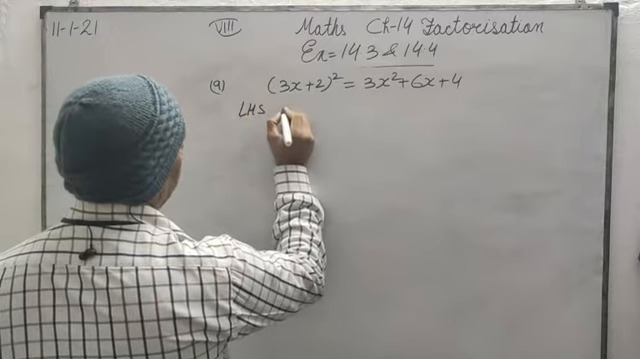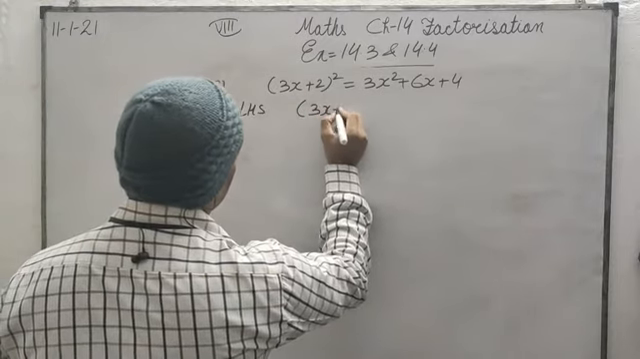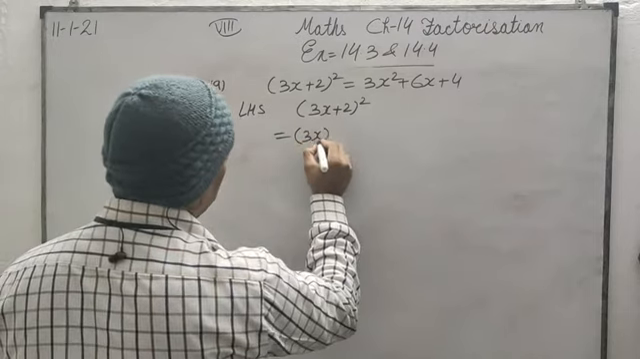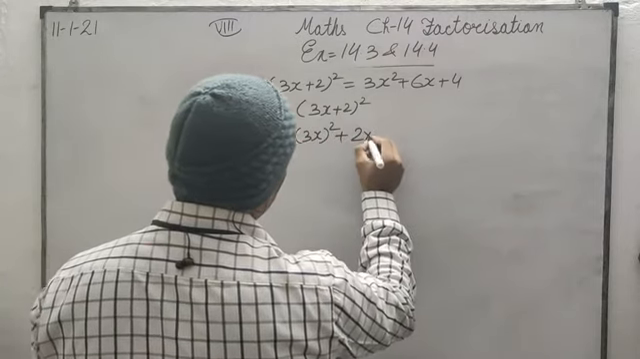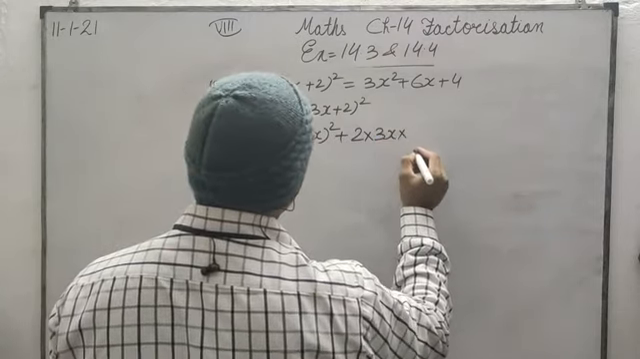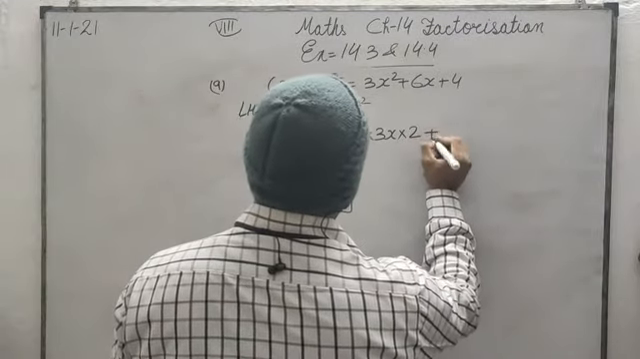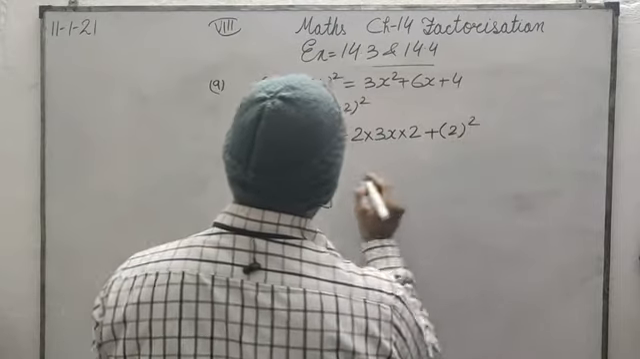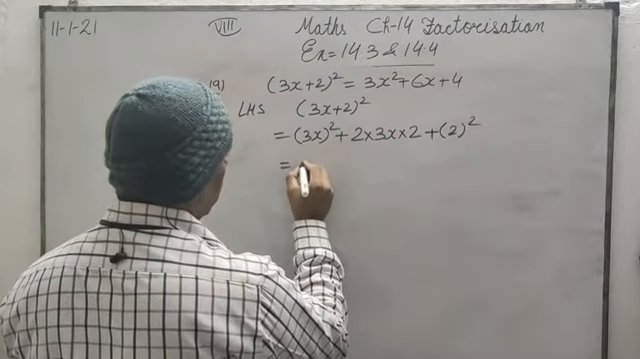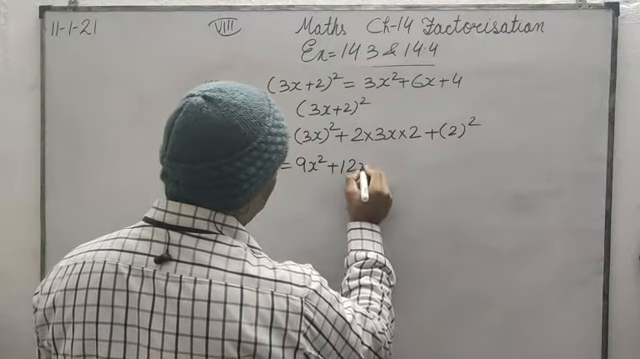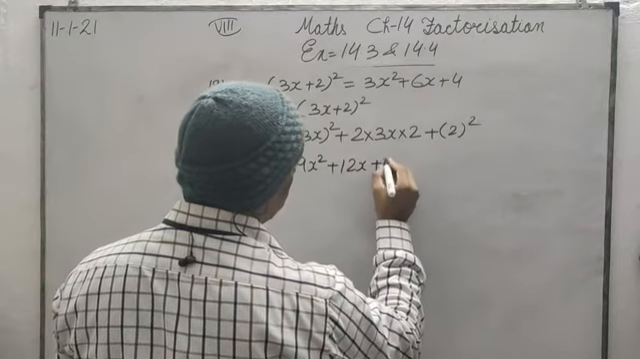Look, when you will open the whole square of 3x plus 2, जब 3x plus 2 का whole square खोलेंगे तो क्या आएगा? 3x square plus 2 into 3x into 2 plus 2 का whole square. So this is 3 square, 3 square will be 9x square. 2 3 ja 6, 2 ja 12x plus 4.